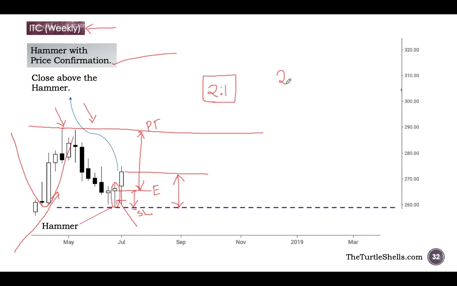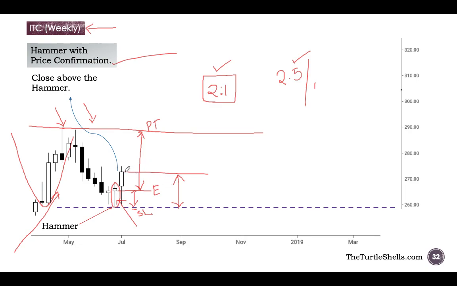I am more comfortable with 2.5 is to 1 because I will tell you the reason why I am comfortable with 2.5 is to 1 later in this course. But if it's 2 is to 1, that is still okay. 2.5 is my preference. Minimum, these are minimum levels, okay? Higher the better. So in this case, this is my reward to risk, which is clearly 2.5, actually, easily more than 2 is to 1.